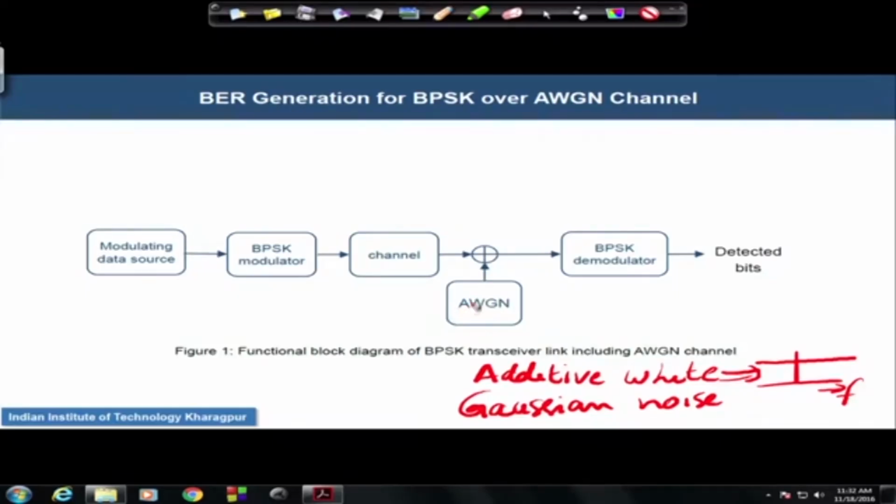In the frequency domain, the power of the channel is the same over all frequencies. That means it is a flat fading channel. If you consider this in the frequency domain, in the time domain it will be like an impulse kind of response. Gaussian noise will be like this in its time domain nature.